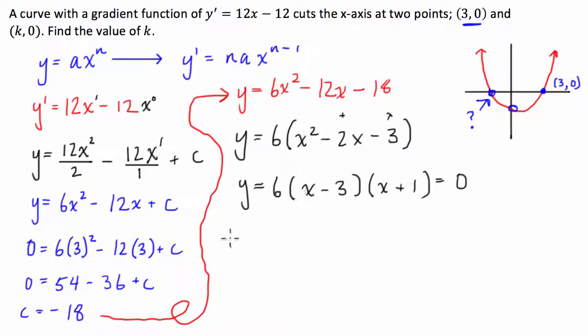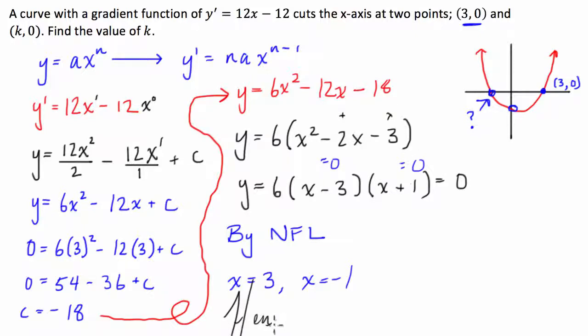Okay, so the other x-intercept, this has to be equal to 0. So using the null factor law, the x-intercepts have to be x has to equal 3, because that bit there has to equal 0, or this bit here has to equal 0. So x equals 3 or x equals -1. So finally, we can write, hence, k, the other x-intercept, is equal to -1.